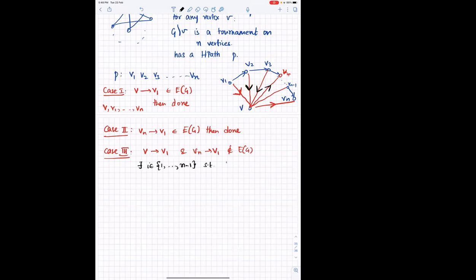that Vi to V and V to Vi plus 1 are edges. Then you get the Hamiltonian path. V1, you keep going up to Vi this way, and then come down to V, and then move to Vi plus 1, and then continue using the inductive Hamiltonian path.